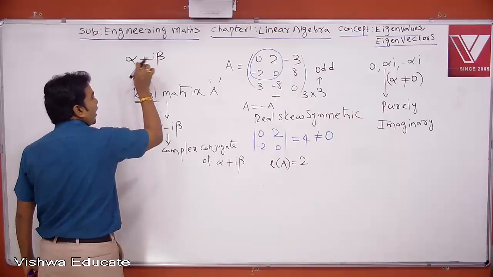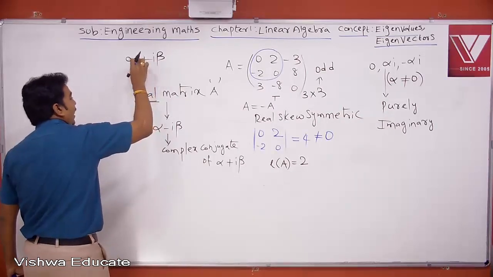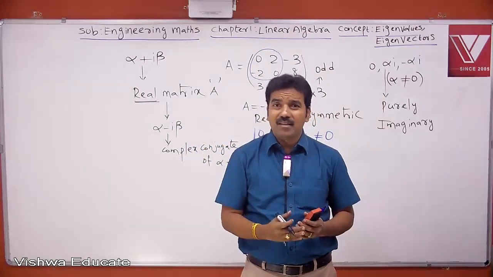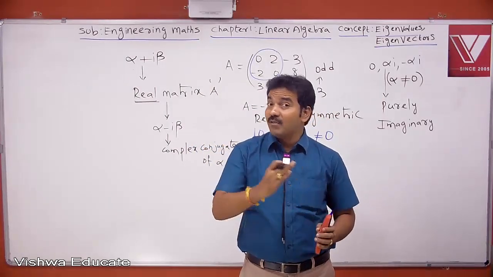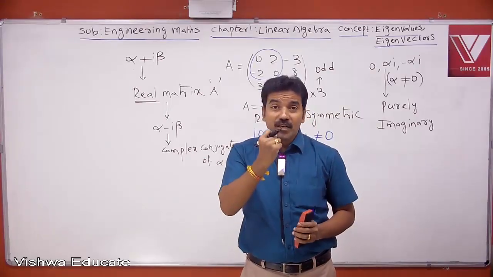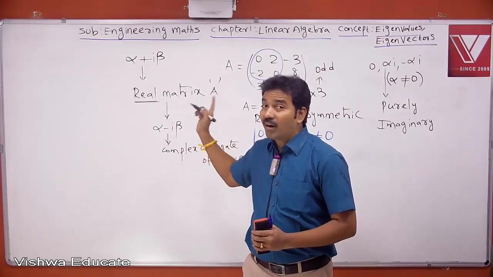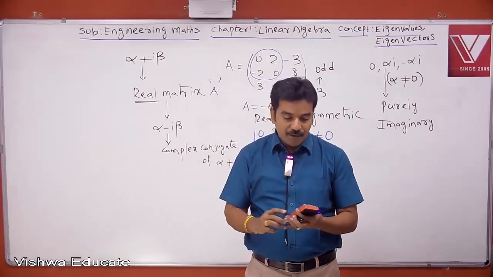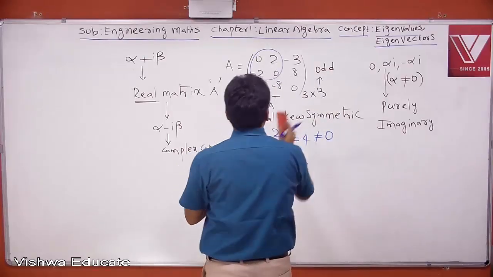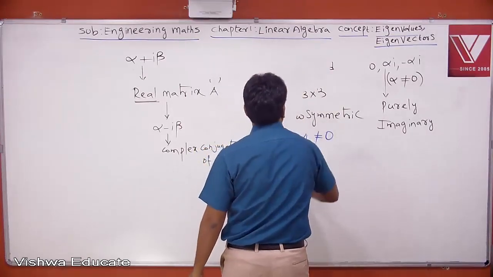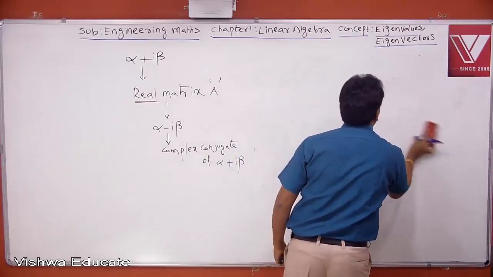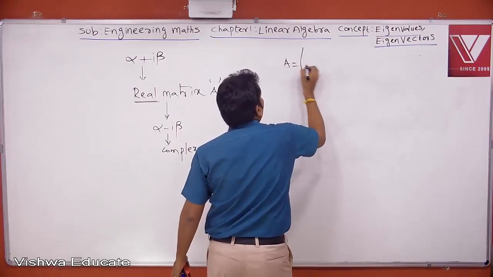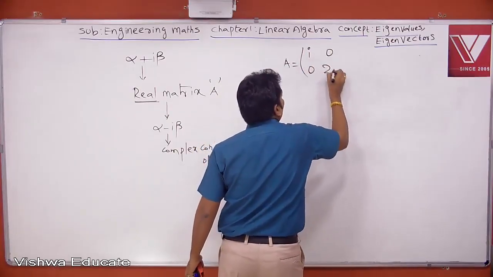Because this is a root of the characteristic equation. Basically, what is an eigenvalue? An eigenvalue is nothing but a root of the characteristic equation. So when a complex number is an eigenvalue, then its conjugate becomes an eigenvalue of the same matrix. But the important point here is it must be a real matrix. If it is a complex matrix, this point is not applicable. Let me give one example. Suppose I take the matrix A equal to [i, 0; 0, 2i].